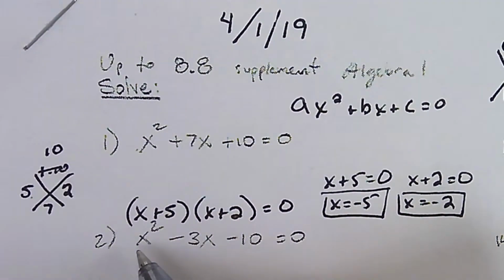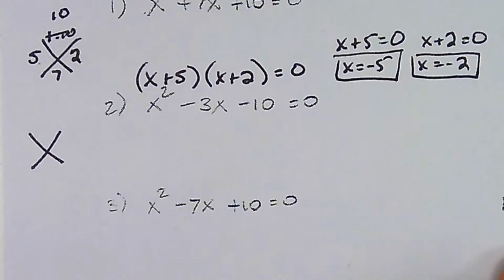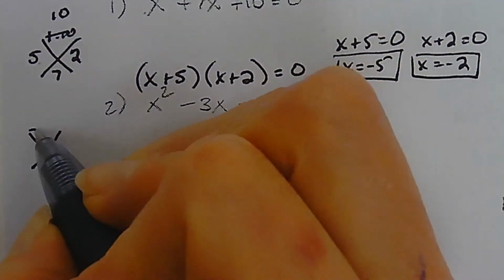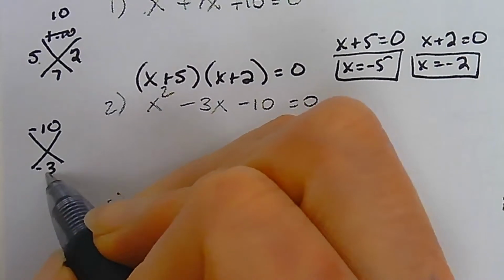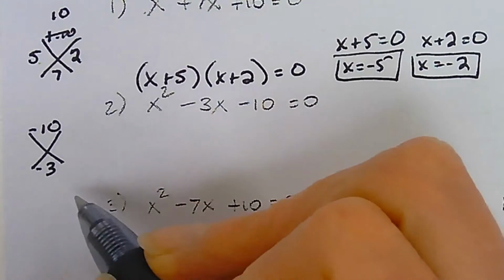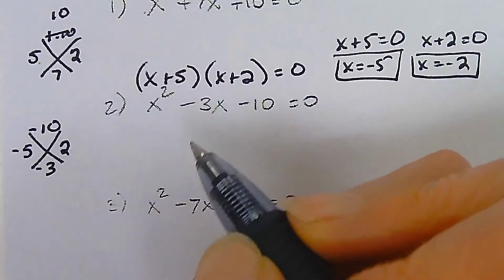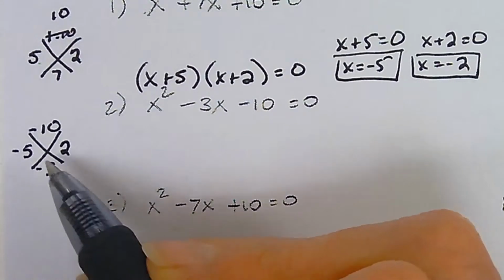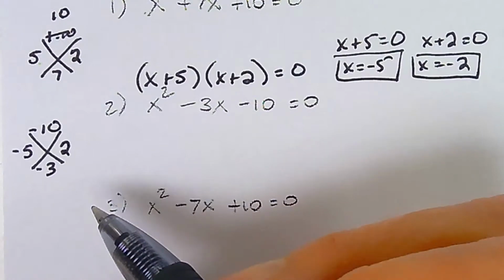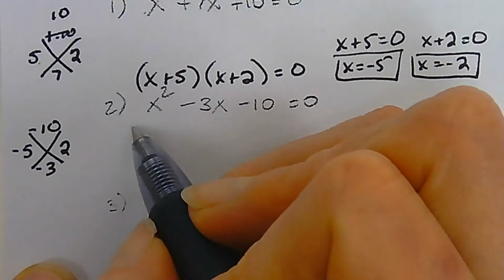With this next trinomial with a leading coefficient of 1, I will make my diamond, and I will multiply 1 times negative 10. Negative 10 up here, negative 3 down here for the b. Two numbers that multiply to negative 10 but add to negative 3: negative 5 and 2. Negative 5 times 2 is negative 10. Negative 5 plus 2 is negative 3. Now, I'm not going to use the shortcut. I'm going to go ahead and factor by grouping just to show you that it can be done either way.